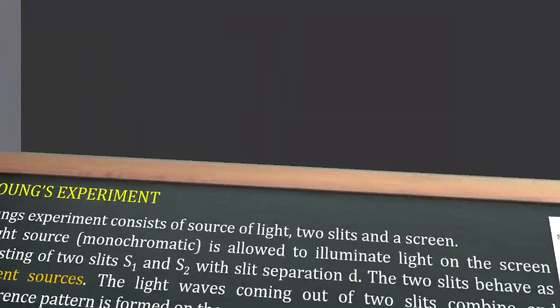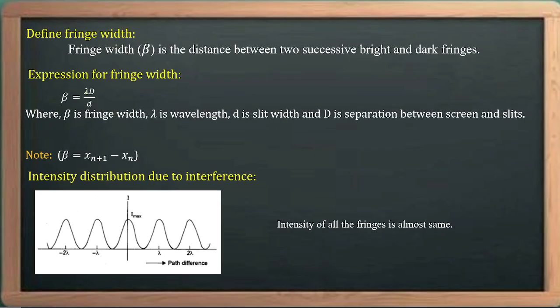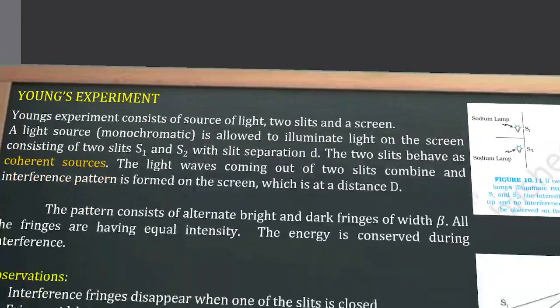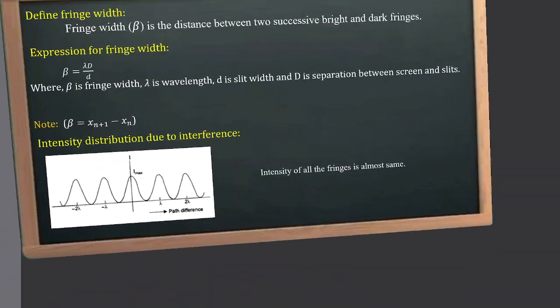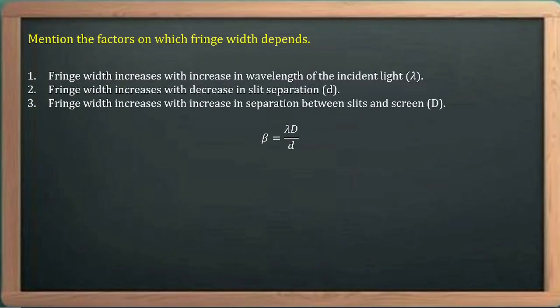Then we have Young's double slit experiment, where the formula for fringe width is given by beta equal to lambda D by small d, and we have the formula for distance of nth bright fringe and nth dark fringe also. You can check that in this experiment. I'm not going to explain the experiment here. So this is the expression for fringe width, beta equal to lambda D by small d.